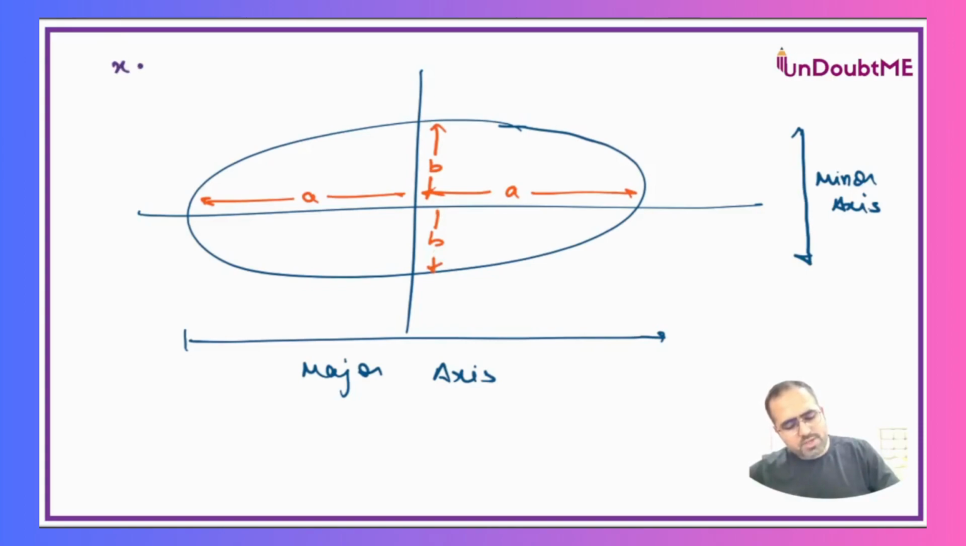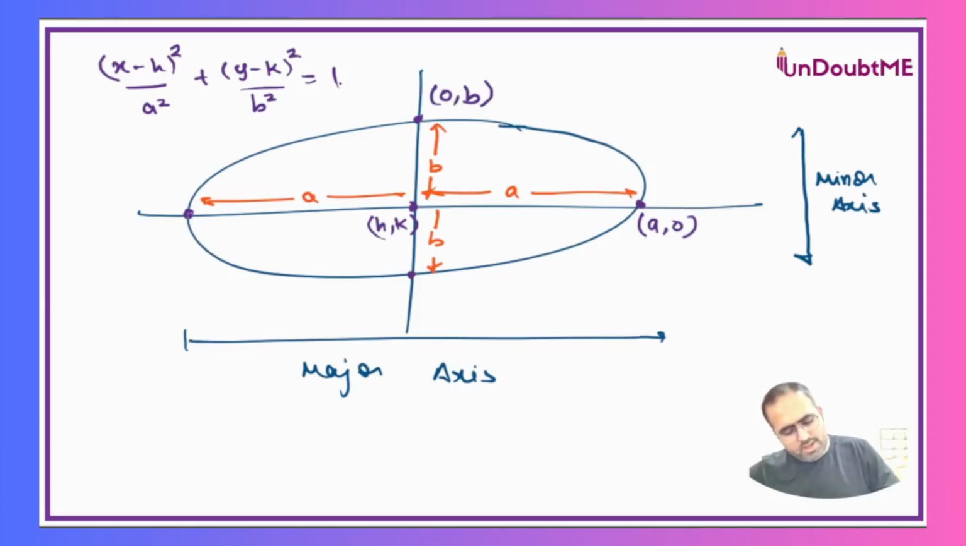If we are dealing with this equation, (x minus h) whole square over a square plus (y minus k) whole square over b square is equal to 1, then (h, k) will be considered as the center of the ellipse. If I want to find the vertices of this ellipse, then the vertices will be (a, 0), (0, b), (negative a, 0), and (0, negative b). So these are the vertex coordinates. Based on this much only, most of the questions will be there.